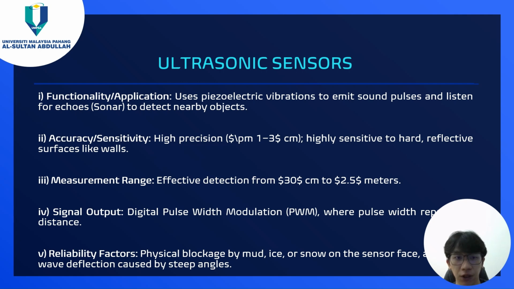The next one is the ultrasonic sensor. The functionality or application is that it uses piezoelectric vibration to emit sound pulses and listen for echoes, like sonar, to detect nearby objects. The accuracy is usually high precision from 1 to 3 cm, highly sensitive to hard reflective surfaces like walls. The measurement range is effective direct detection from 30 cm to 2.5 meters.